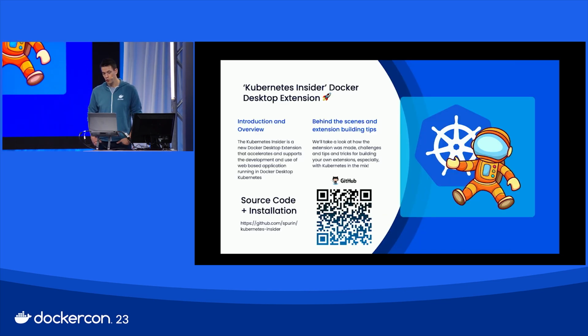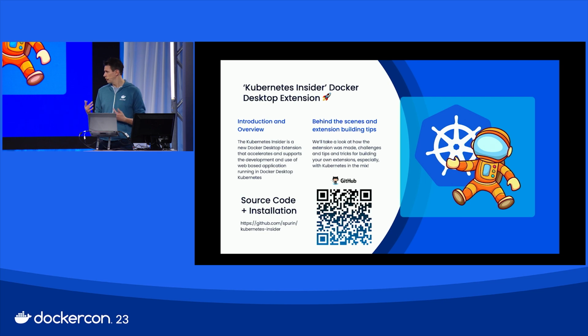So the Kubernetes Insider Docker Desktop extension. In this talk, we're going to go over an overview of the extension with a demo. You've got the source code and the installation there. There's a QR code. I know I did just tell you to turn your phones off, but nice and easy. You can go to github.com/Spurin/Kubernetes-Insider, and it's literally a one-liner. You just copy and paste that into your terminal, and it will install.